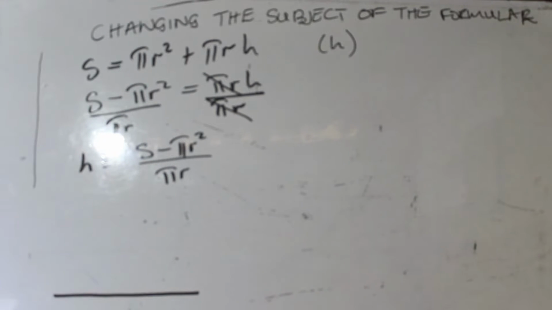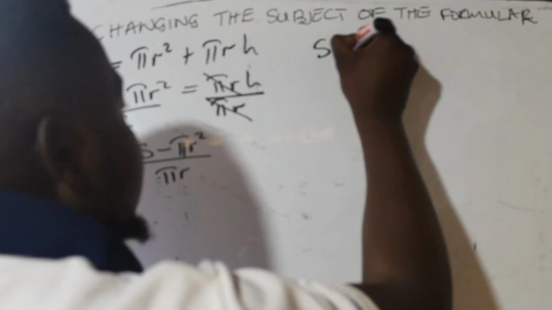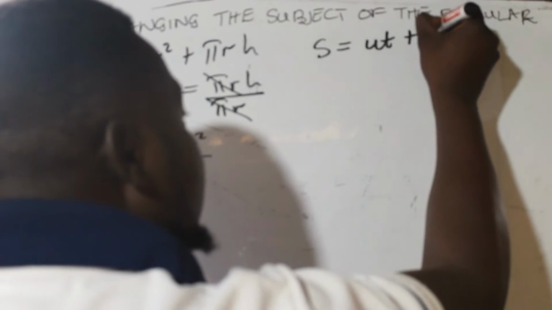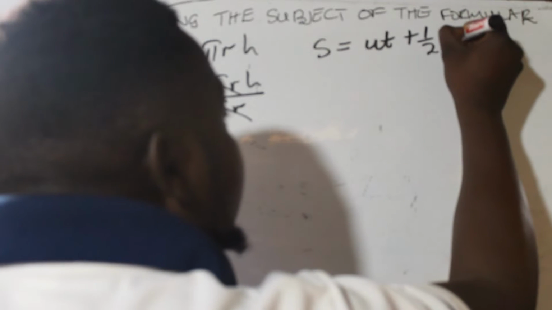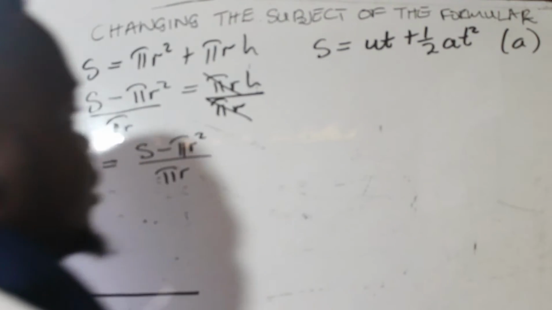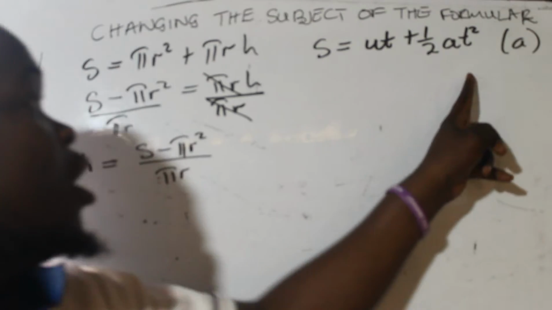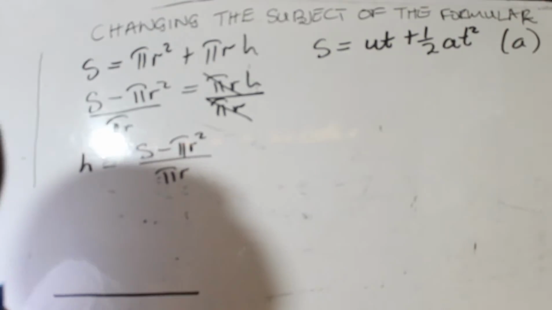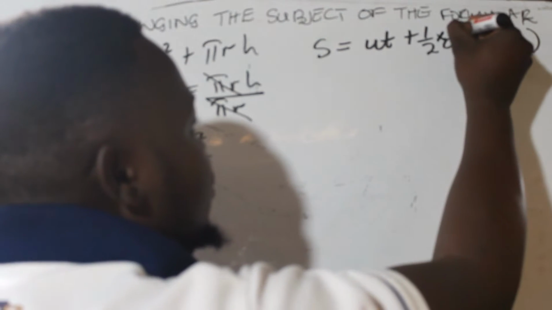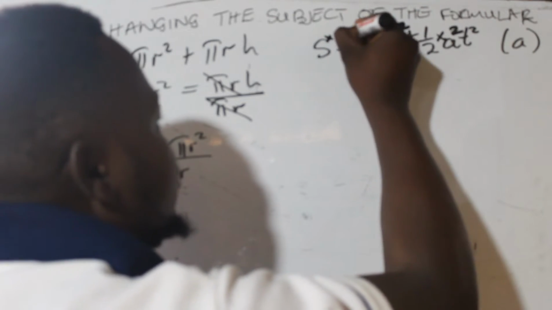Then we also have s is equals to ut plus half at squared, and we want to make a the subject of the formula. The first thing is to clear this fraction. How do we clear this fraction? We multiply everything by 2, both sides.